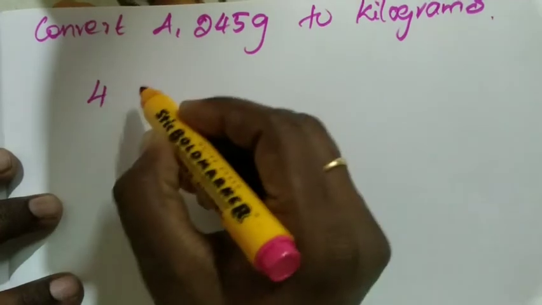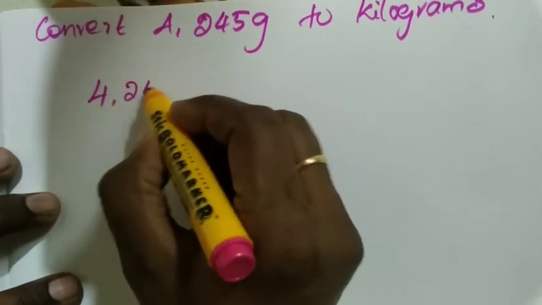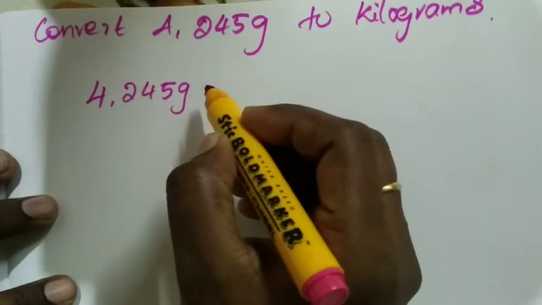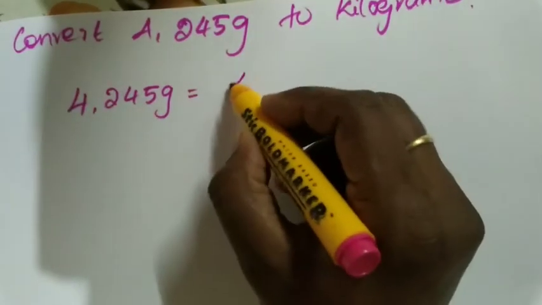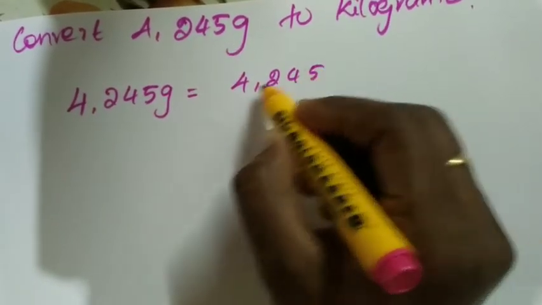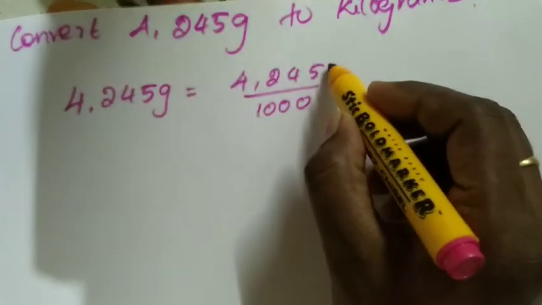Listen, our next example is convert 4245 gram to kilograms. Already we see, if you want to convert, what do you want to do? Just divide by 1000. So 4245 gram is equal to, what do you want to do? The easy method is just divide. So 4245 divided by 1000 kilogram.